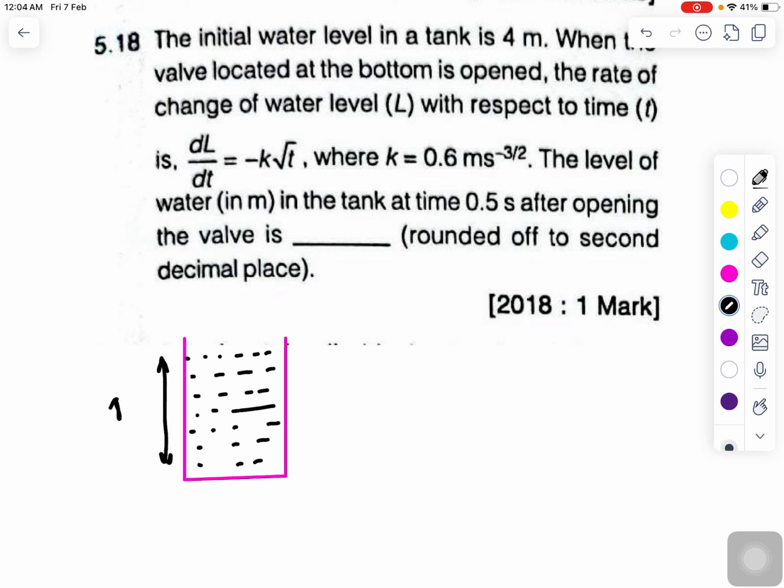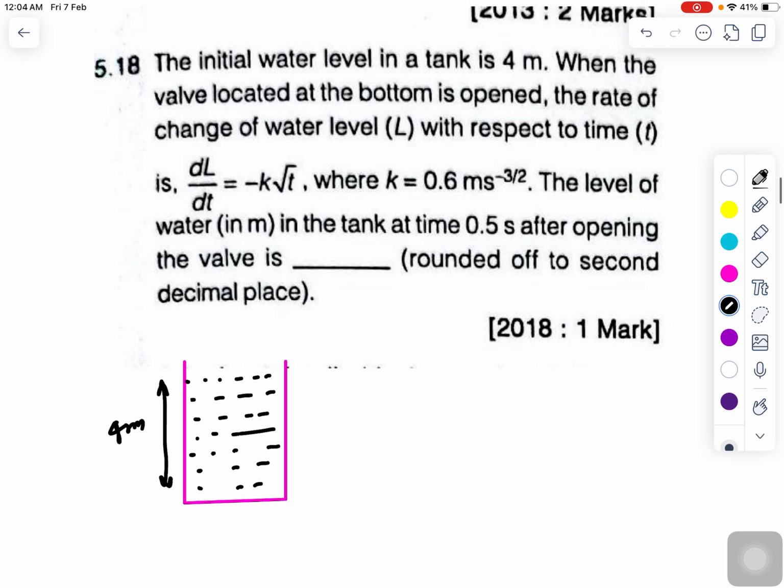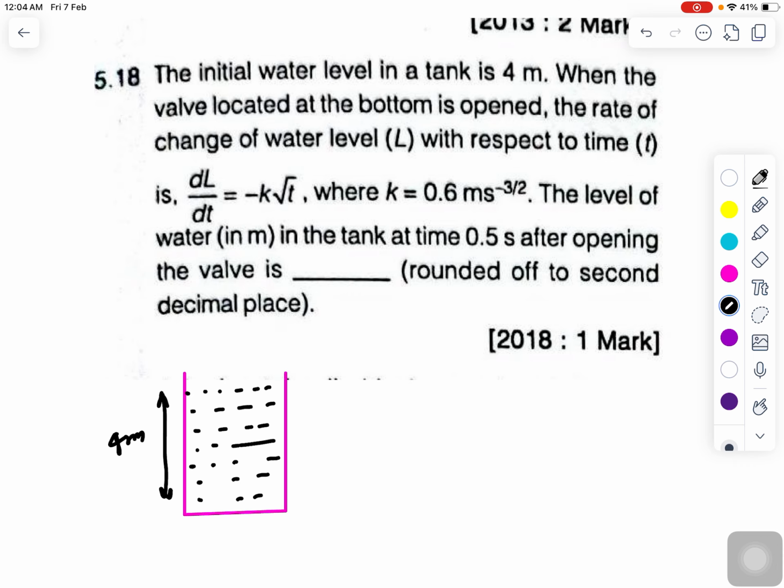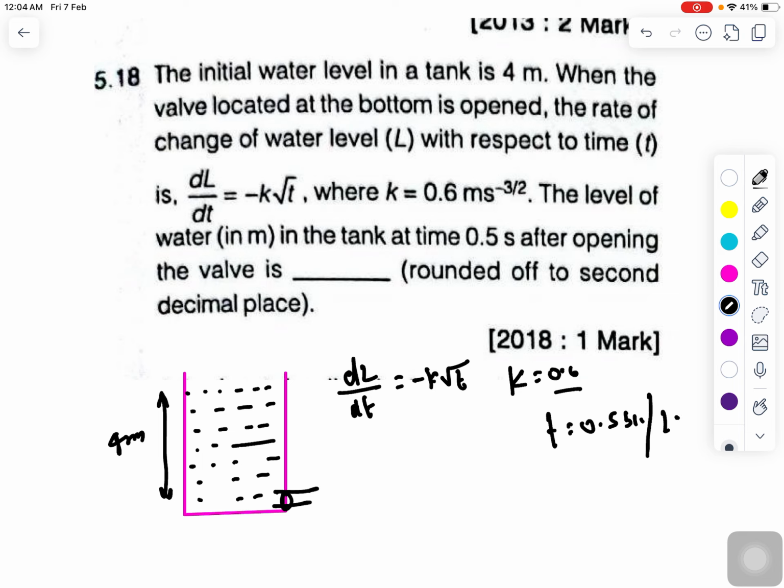is 4 meter, and a valve is located at the bottom, so here there is a valve which is located here. The rate of change of water level with respect to time, that is given, that is dl divided by dt, which equals minus k root t, where the value of k is given to you as 0.6. The level of water in the tank at a time t equals 0.5 second. What will be the level? L is equal to what?